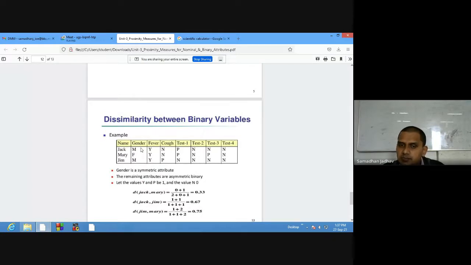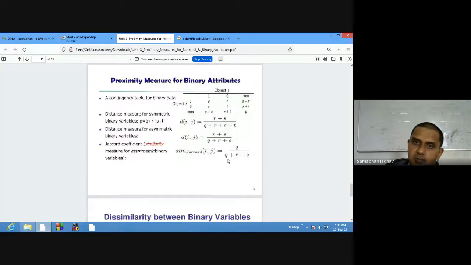Male is suppose 1, female is 0, yes is 1, no is 0, positive is 1, negative is 0. This way we can convert all these attributes into the values 0 and 1. Male 1, female 0, yes 1, no 0, positive for test is 1, negative for test is 0. So we can convert all these attributes into 0 and 1, and then we can use this formula.